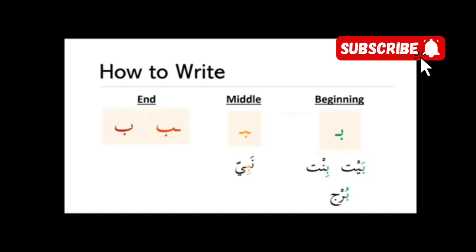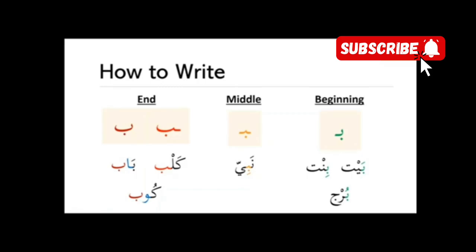In the end of a word, the ba can appear connected to the previous letter or by itself if it's after a semi-connected letter. Like in these words, kalb. In the word kalb, the ba is connected to the lam before it, therefore it has a link before it.